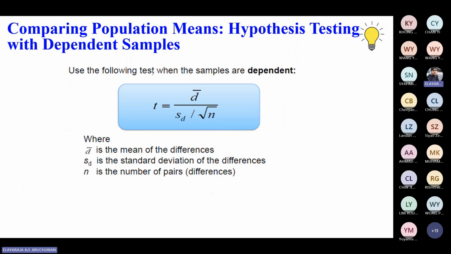Moving on. In order to do the test with dependent samples, we have a formula. The t-test: t is equal to the mean of the differences over the standard deviation of the differences, denoted as s_d, over the square root of n, where n is the number of pairs we have. Once you know all this, you are able to compute the t value. So remember this formula.